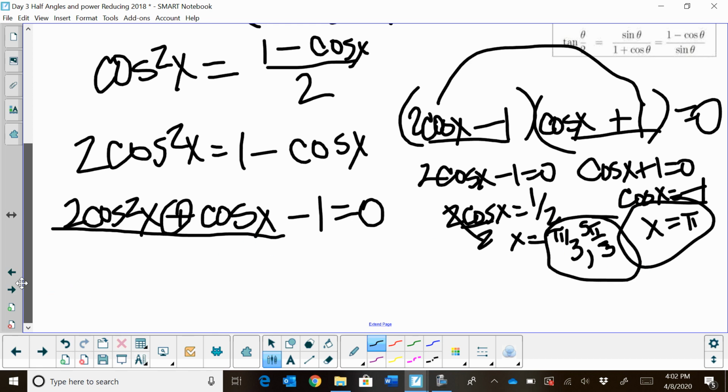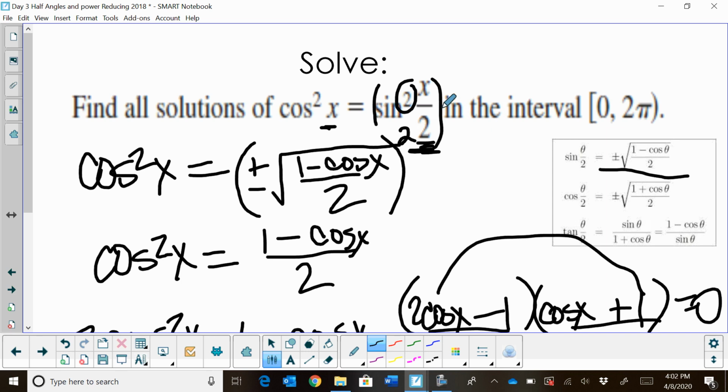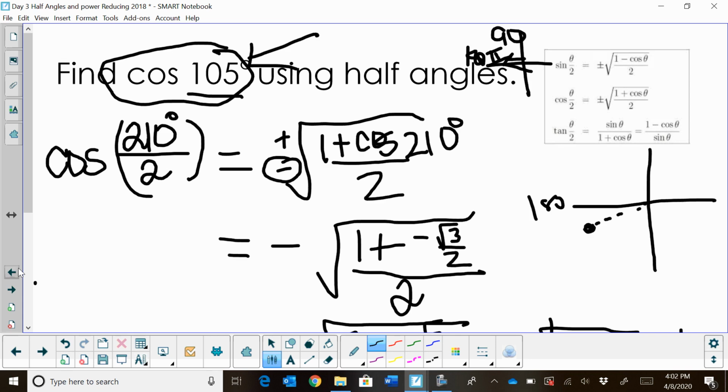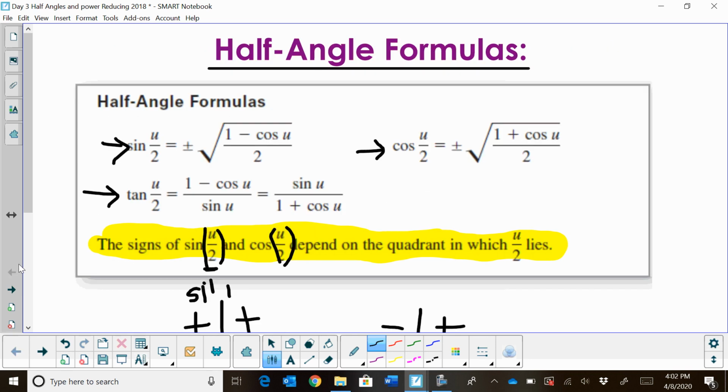And that's how you solve using half-angle formulas. You're going to substitute and just evaluate. So I hope this video was helpful on going through not just solving, but also how to evaluate sine, cosine, and tangent formulas using the half angle.